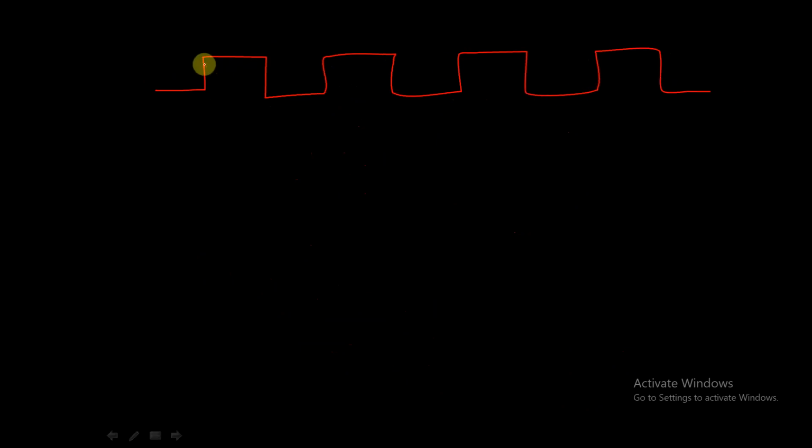Let us understand this with the help of a timing diagram also. Let's say this is our clock pulse. Let us consider it is a positive edge triggered flip-flop. So these are my sampling events. Positive edges are my sampling events, right?